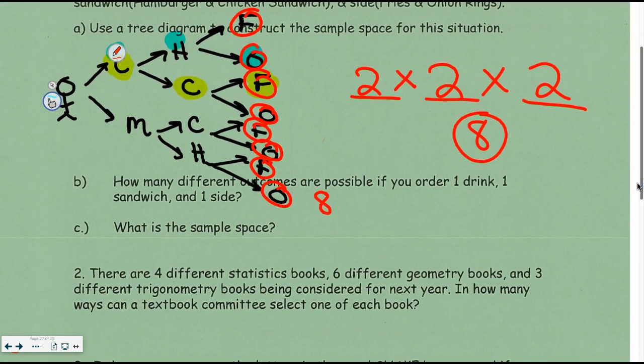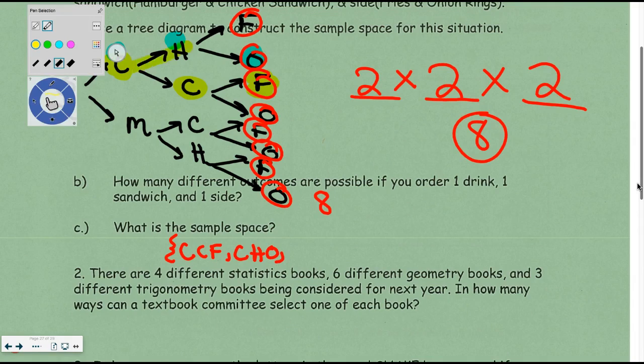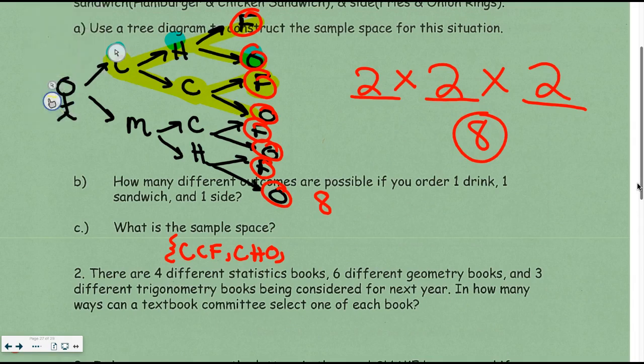Now when it asks for the sample space, that would be a branch of the tree. You could have been me, or you could have been Nick. So let's put them both on here. You could have been me going Coke, chicken, fries, or you could have been him going Coke, hamburger, onion rings. But you have to list out each route along your tree diagram. Like that one, that route, all 8 of them would go in there. Maybe you chose Mountain Dew, chicken, onion rings. You put MCO in your sample space.